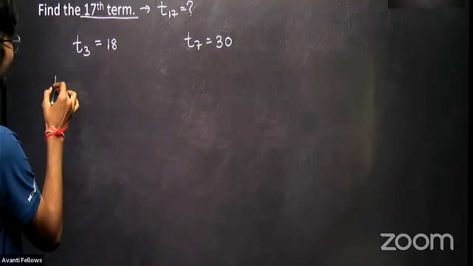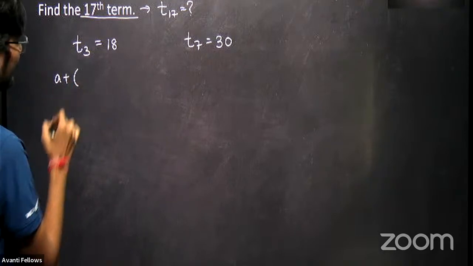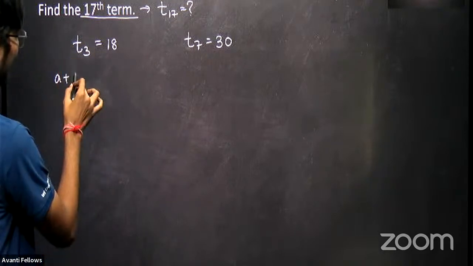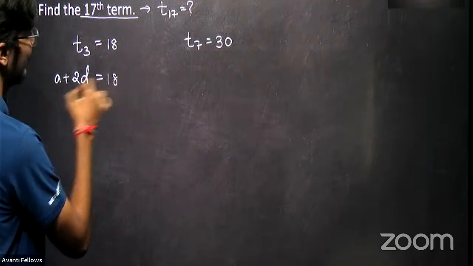So what is the formula of T3? It is A plus n minus 1 into D. So can I directly write 2D is equal to 18?